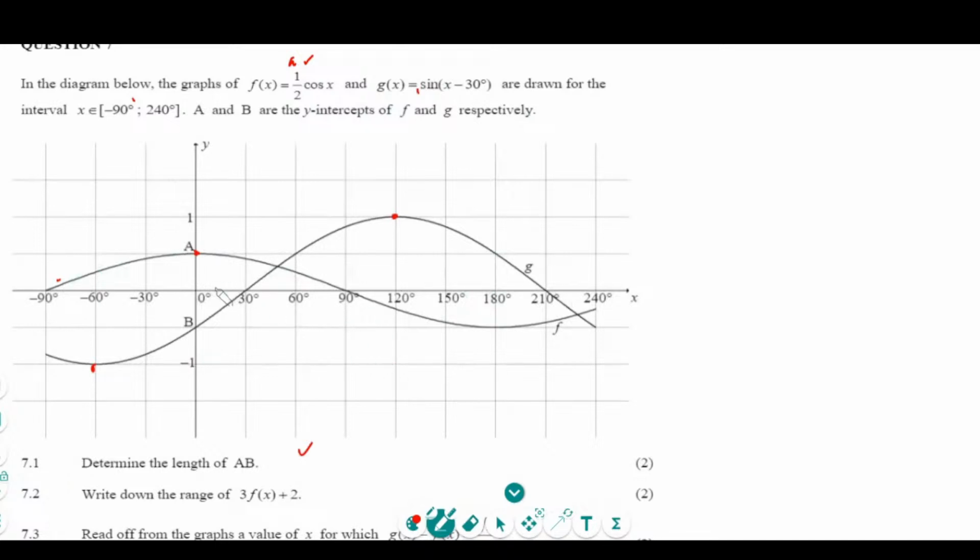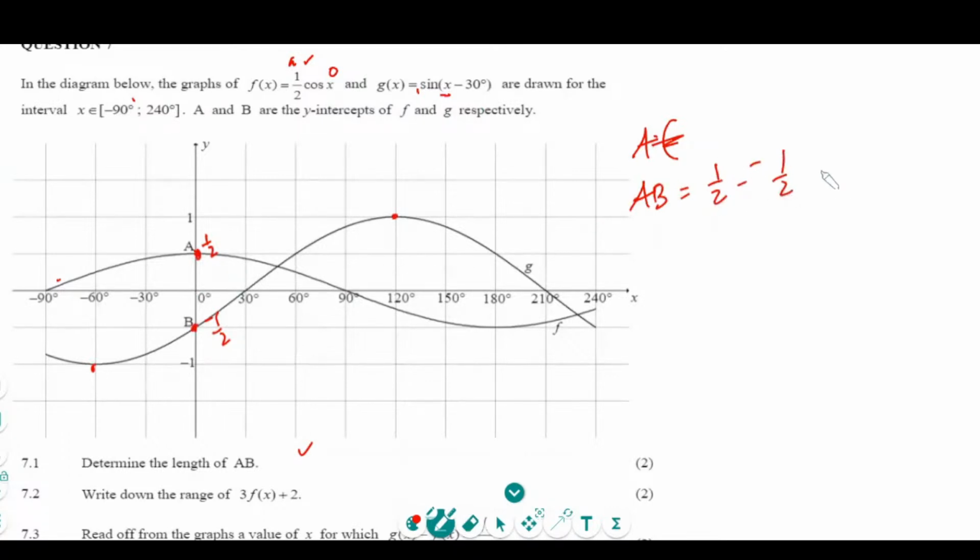So we know that along the y-axis, x is 0. So the coordinates of A, if I replace 0, so a half cos of 0, I'll get a half. So that's a half. Even from the graph, I can just read it, it's a half. If I do the same with this, the sine of negative 30 is going to give me negative a half. So the distance is going to be the biggest, which is a half, minus the smallest.